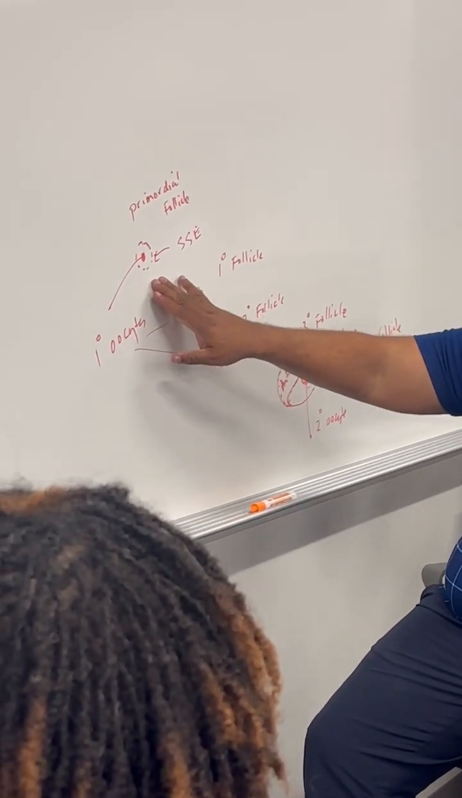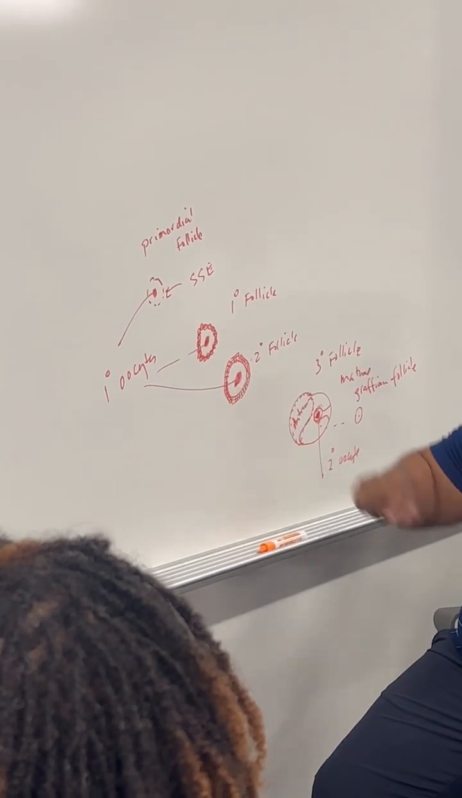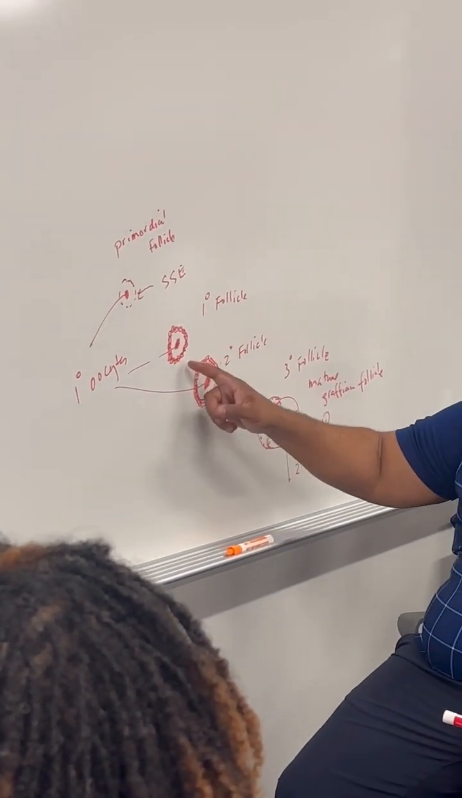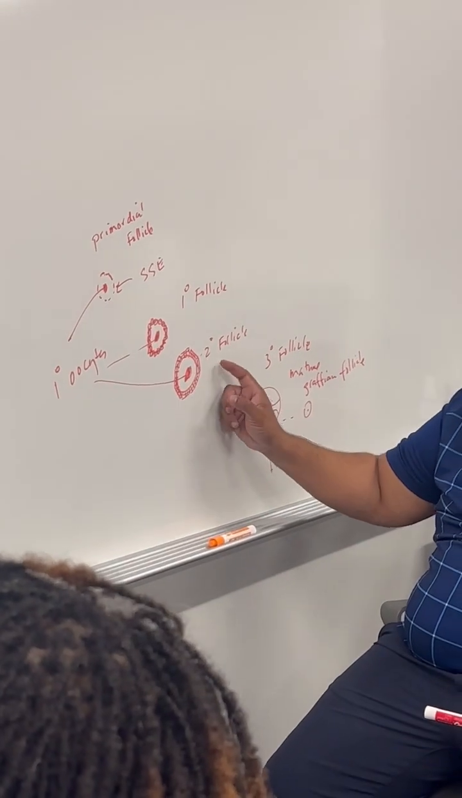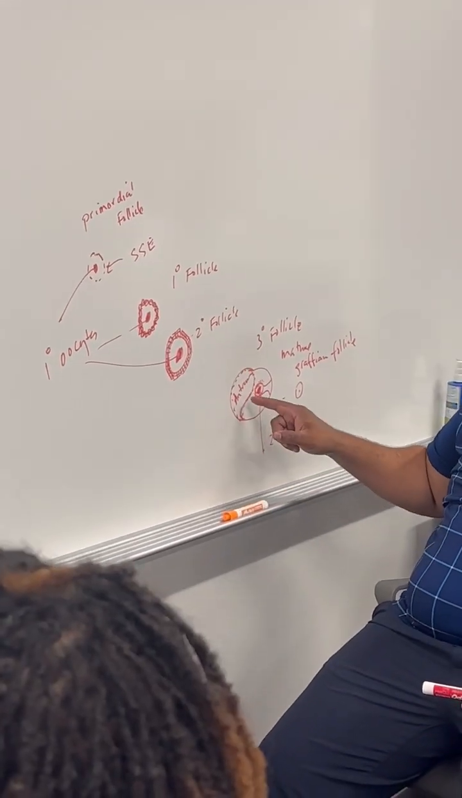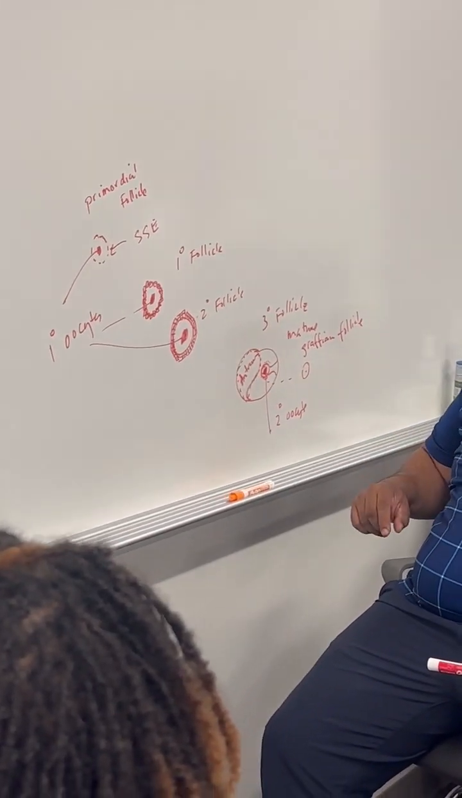How would you recognize a primordial follicle? Simple squamous epithelium. How would you know a primary follicle? One layer of cuboidal. Secondary, two layers. And the tertiary follicle has an antrum.